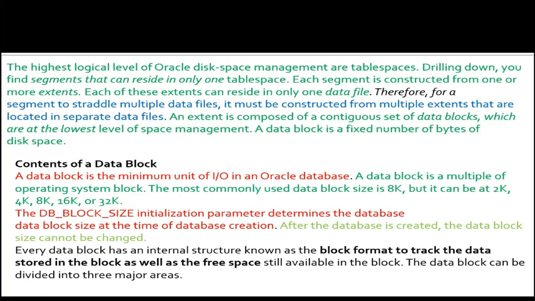What are the contents of a data block? A data block is the minimum unit of input-output in an Oracle database. A data block is a multiple of the operating system block. The most commonly used data block size is 8 kilobytes, but it can be 2K, 4K, 8K, 16K, or 32K.